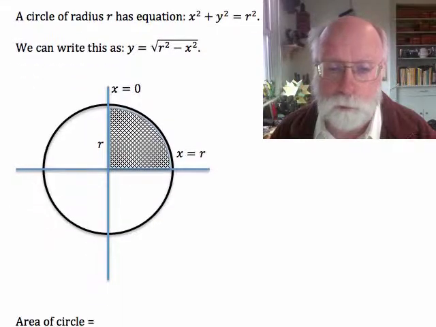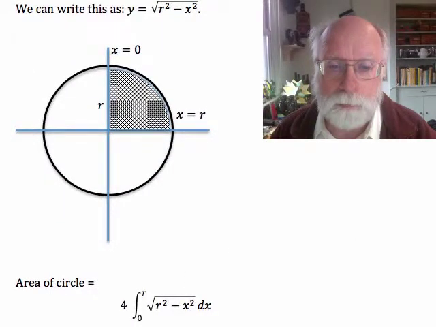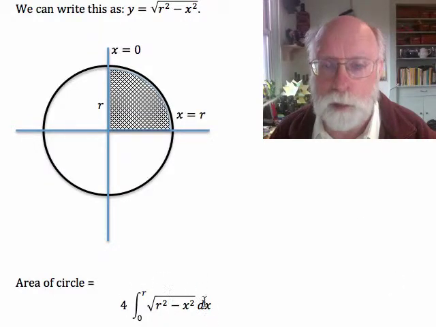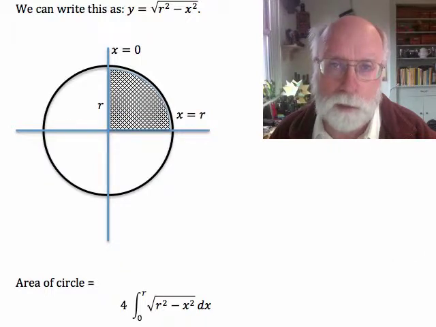So the integral that I'm interested in is the integral between 0 and r of the square root of r squared minus x squared dx, and then I multiply by 4. And what I hope is that at the end of this calculation, I'm going to discover that the value of that definite integral is pi r squared.